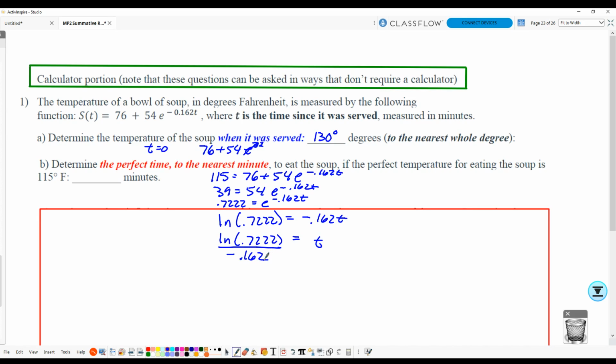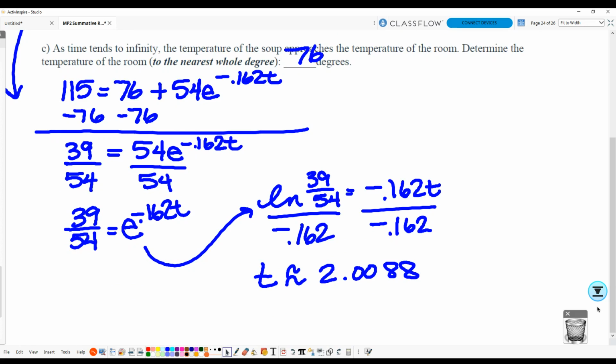So natural log of that divided by negative 0.162. And we get our answer. Our answer is in 2 minutes.